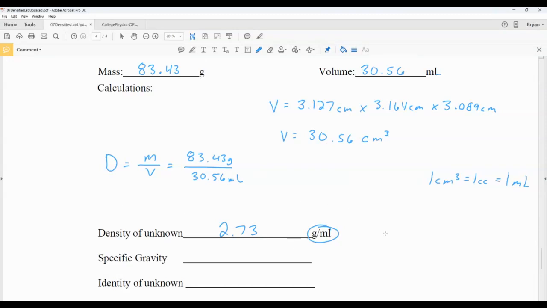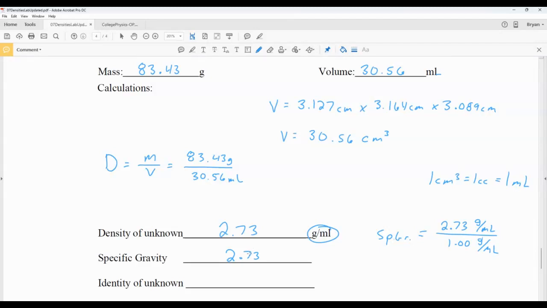The specific gravity, we've already seen this work a few times, but the hint's not here this time, I suppose, so I guess I'll work it out and help. We've got 2.73 grams per milliliter for our calculated density. Remember, we compare it to the density of water. So that's 1.00 grams per milliliter there. So it cancels out the units and just gives us the number back here.